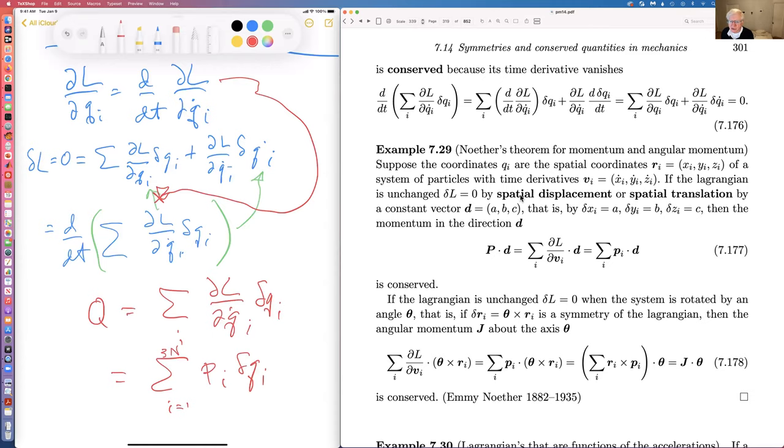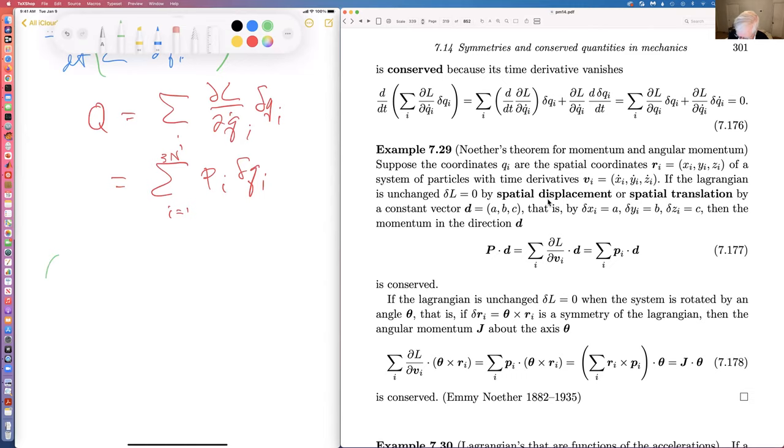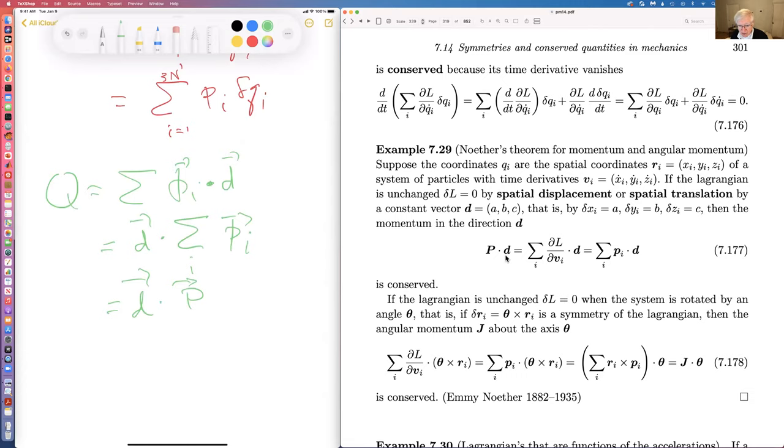And the idea is, suppose the Lagrangian is unchanged by a spatial translation. In other words, you take everything and you move it a little bit. Well, then what's Q? In this particular case, Q is the sum of Pi, and now you're moving everything the same way. So these Pi are three-vectors, dotted with D, or equivalently, it's D dot the sum over i of Pi. Well, this is D dot P. So the total momentum is unchanged if there's no change in the Lagrangian when you displace it by D.